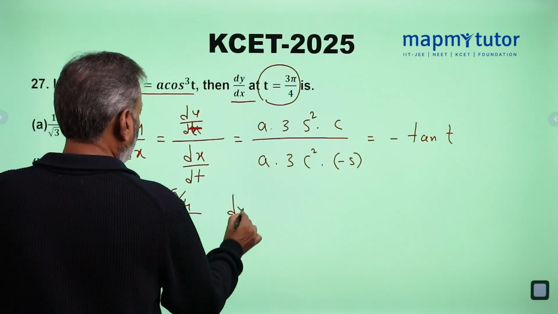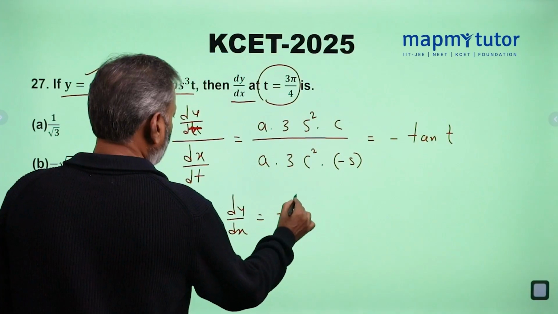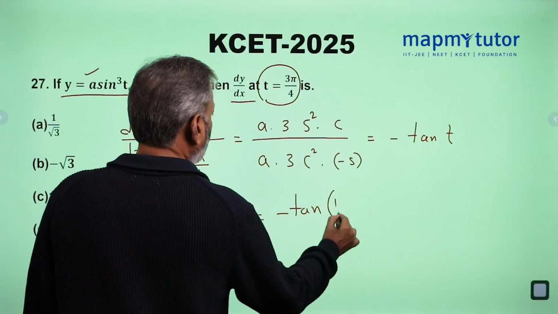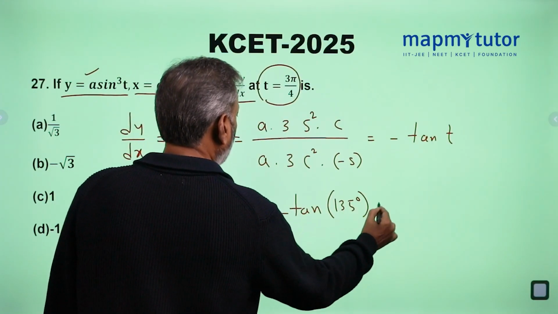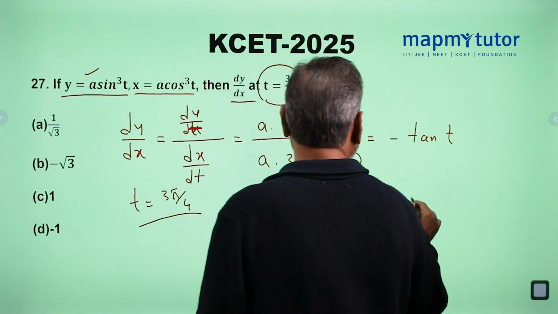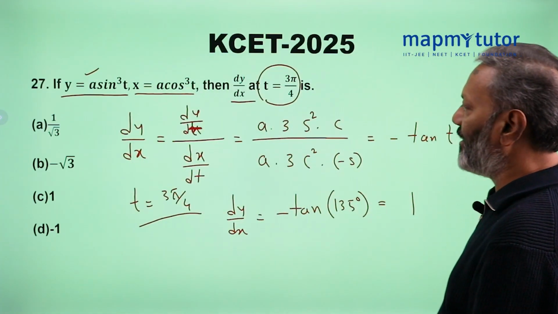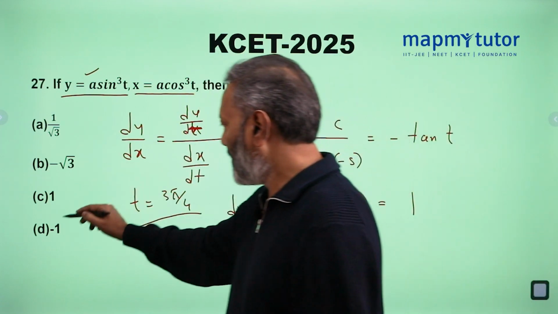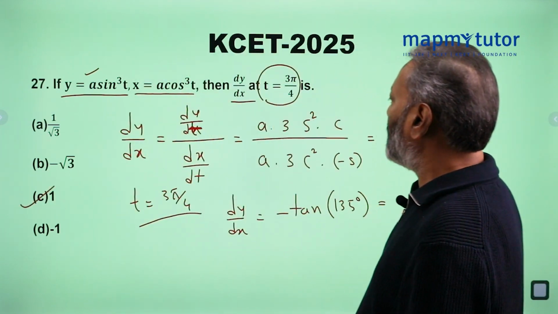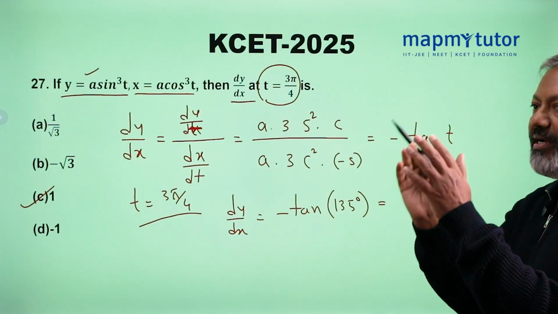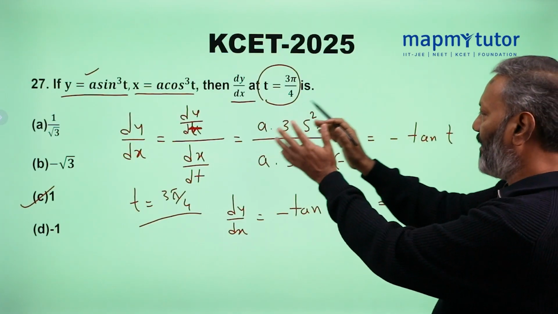Let us calculate. Minus tan 3π/4 is what? That is 135 degrees, and tan 135 is minus 1. So minus of minus is plus, and therefore it is plus 1. Option C.